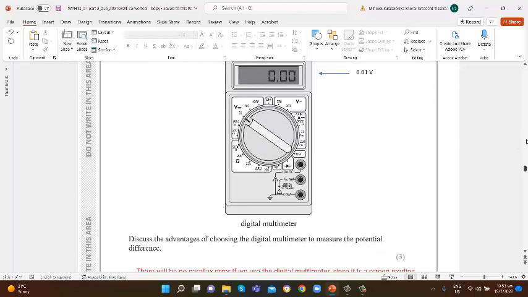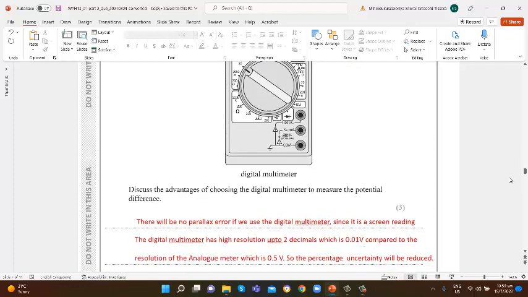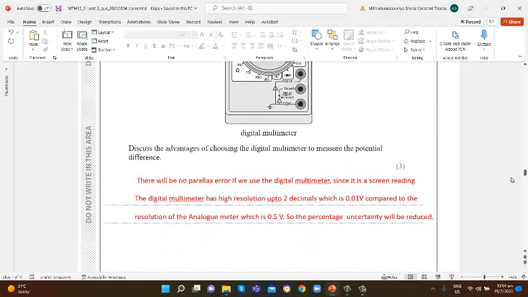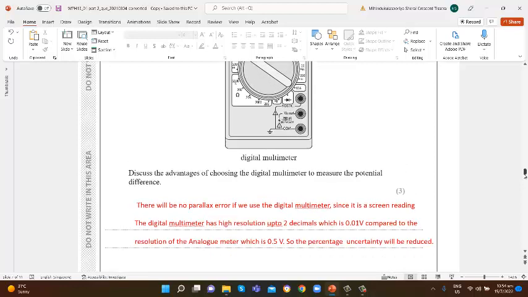So now discuss the advantages of choosing the digital multimeter to measure the potential difference. What are the advantages of having digital? You will never get the parallax error. And the other thing is the resolution is up to 2 decimals, but in analog we had only 1 decimal. So you can write those.